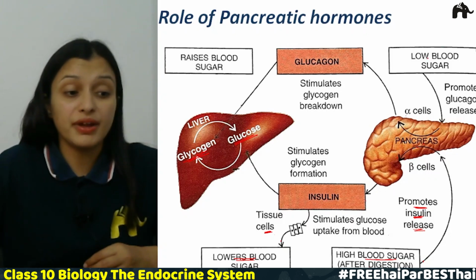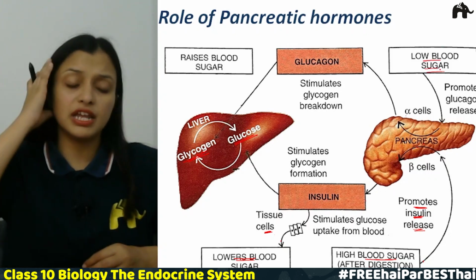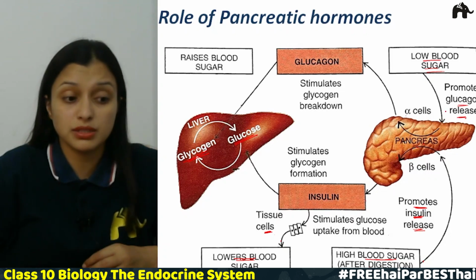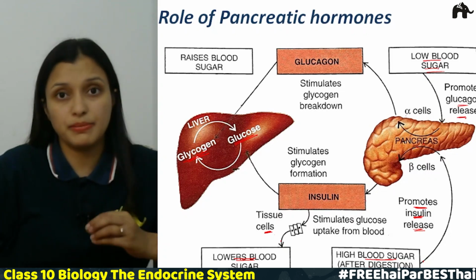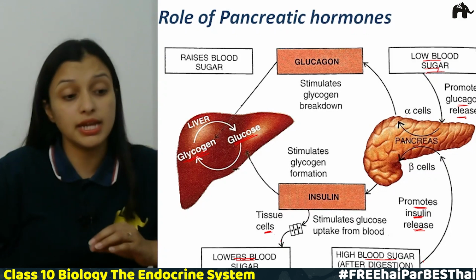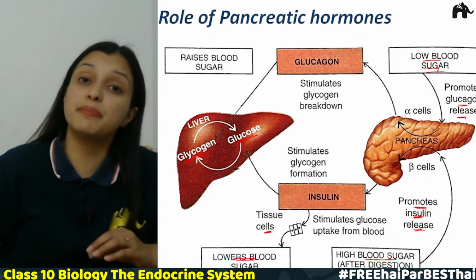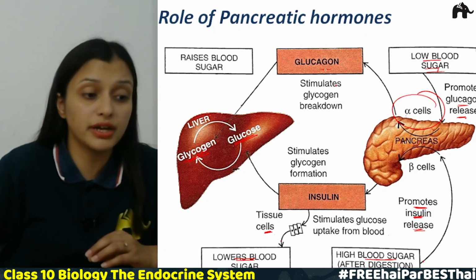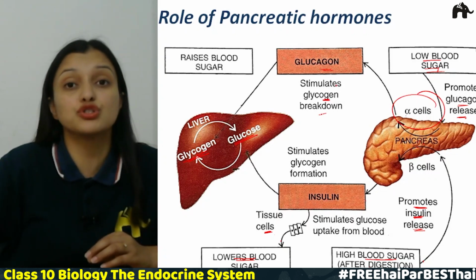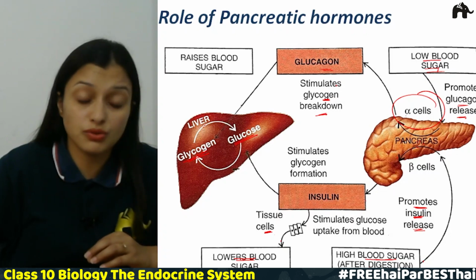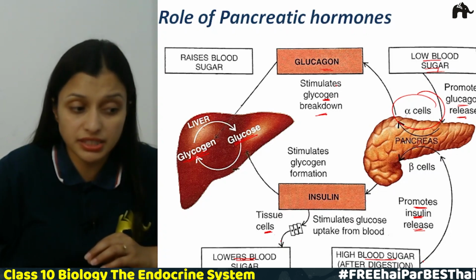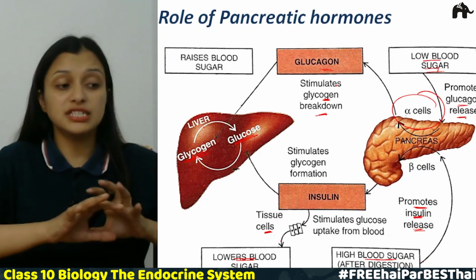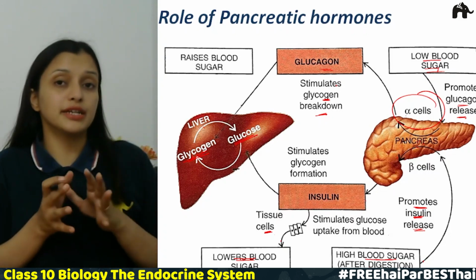Okay, now when there is low blood sugar, when the sugar level falls down, in that case glucagon is released. So what will happen, this low blood sugar level in our body will send a signal to the pancreas, and the pancreas alpha cells will release a hormone called glucagon, which stimulates the glycogen breakdown in the liver. So glycogen will get converted into glucose, and now this glucose can be utilized by the body, right? So this is the complete role of the pancreatic hormones.